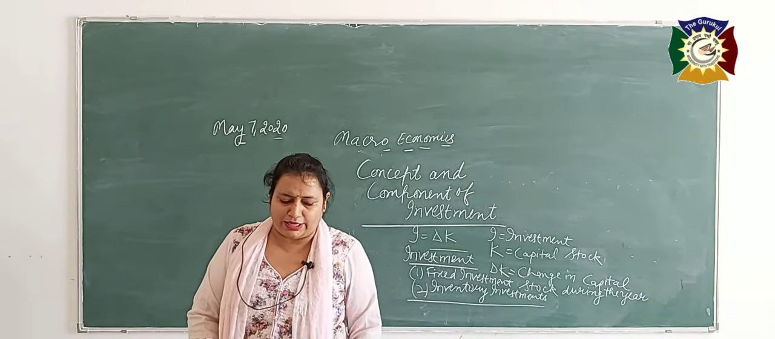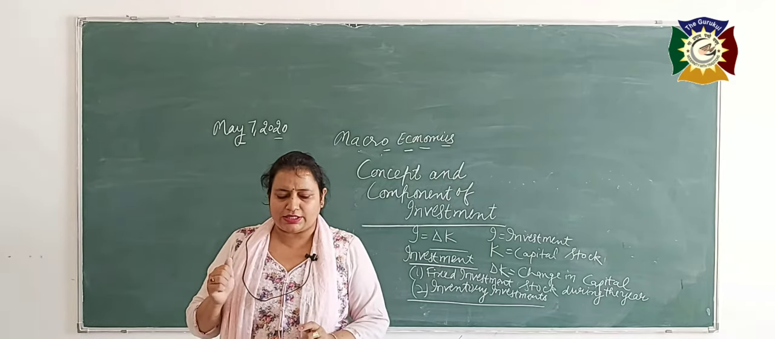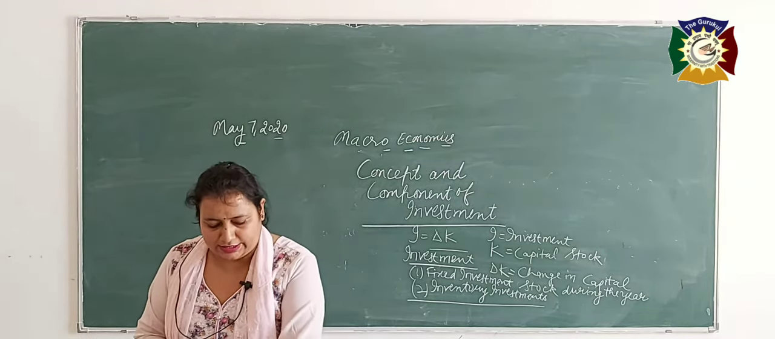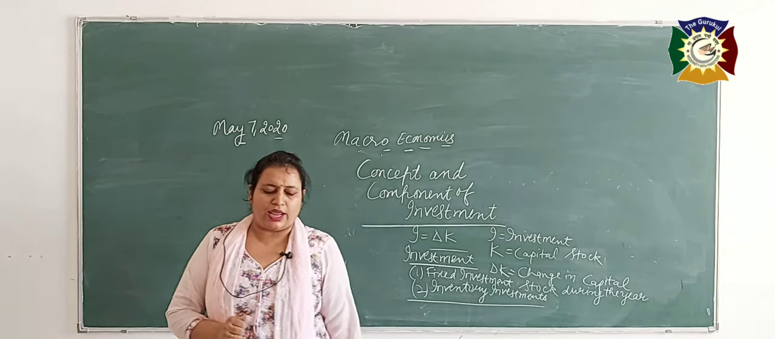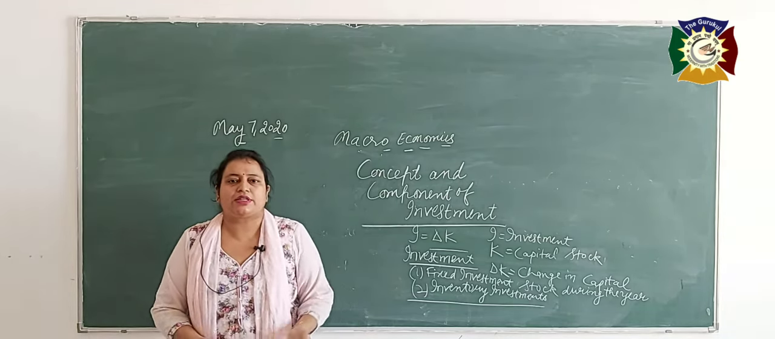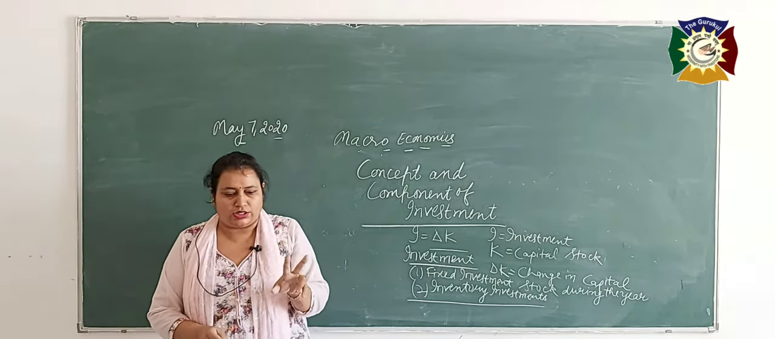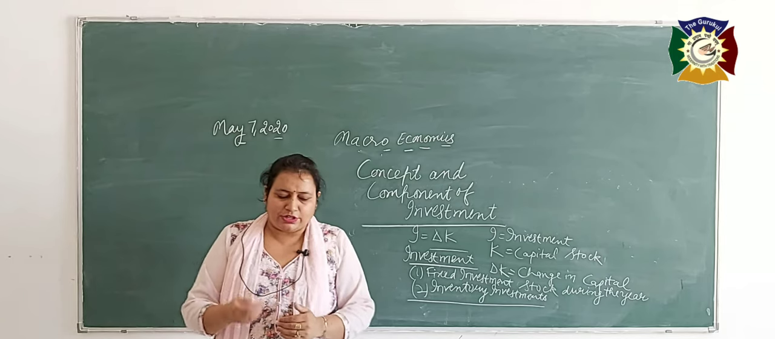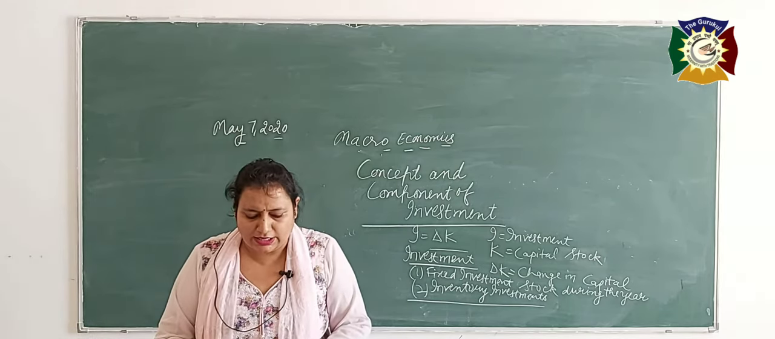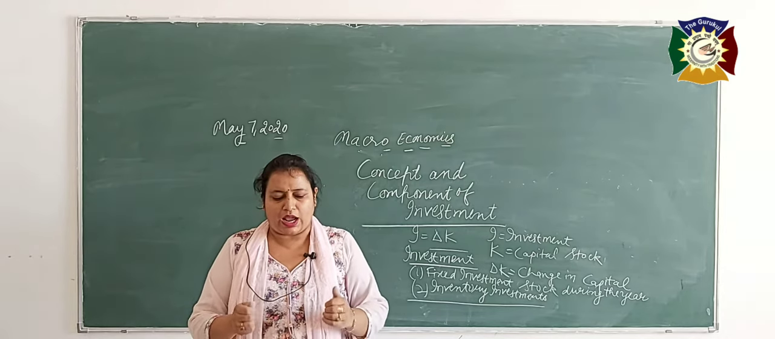So firstly I will tell you the fixed investment. Fixed investment means increase in the stock of the fixed assets by the producer during an accounting year. For example, I told you that I started my business, I already have 3 machines, but during this year I purchased 2 more machines. It means my fixed investment is increased. Increase means increase in the stock of fixed assets with the producer during an accounting year.